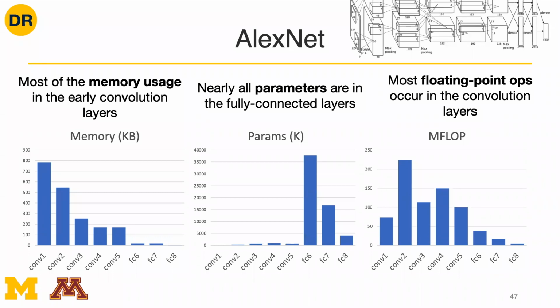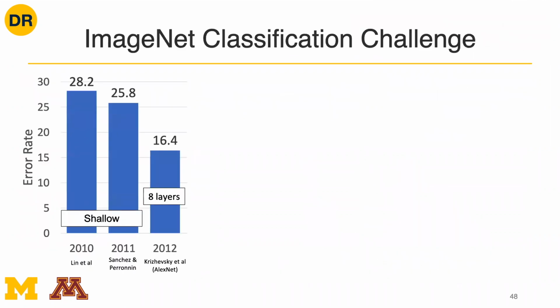Okay. So we looked at AlexNet, the structure, and some characteristics on the memory, parameters, and floating point operations. This is the performance that we saw earlier. In the next year, a different architecture was proposed, which had the same number of layers, but there was an improvement in the accuracy. The error dropped from 16.4 to 11.7.